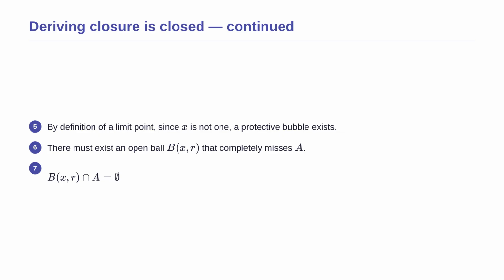Continuing our proof, we must rely on the precise mathematical definition of a limit point. Since we established that our chosen point x is not a limit point of the set A, there must exist some open ball that completely misses the set A. Think of this open ball as a protective, microscopic bubble of radius r drawn around the point x. This formula on the screen states that the intersection or overlap between our protective bubble and the original set A is absolutely nothing, which is represented by the empty set. This lack of overlap is the crucial logical step we need.